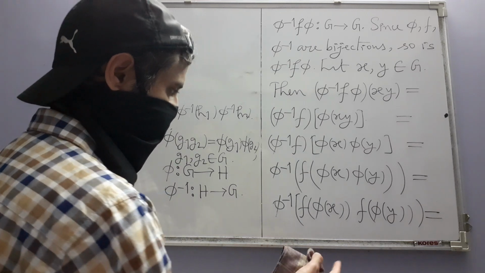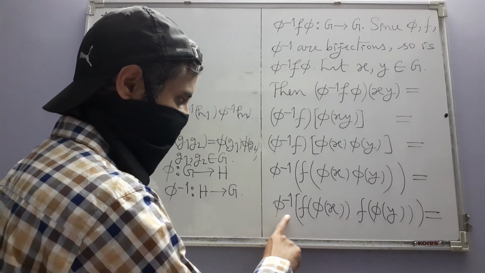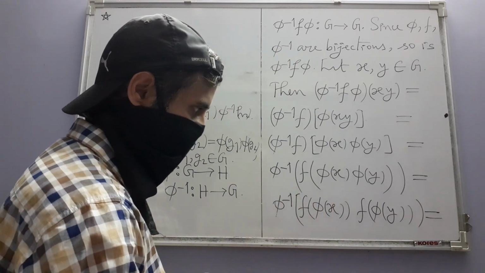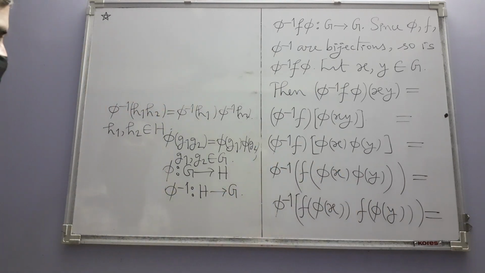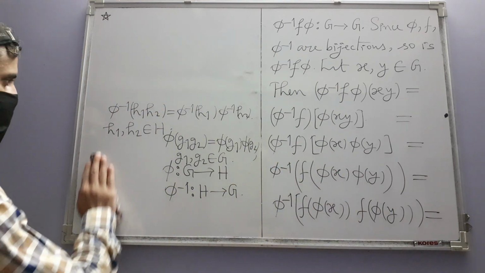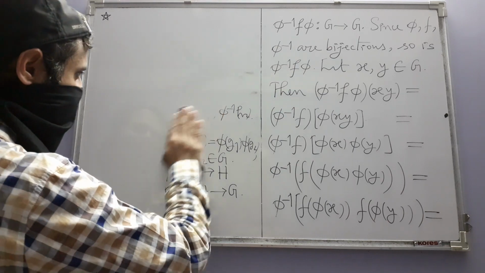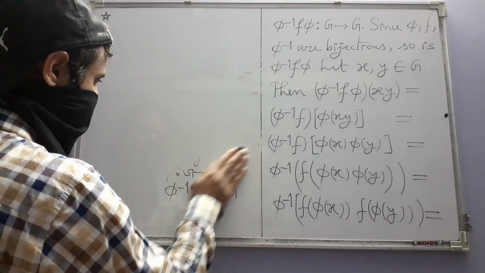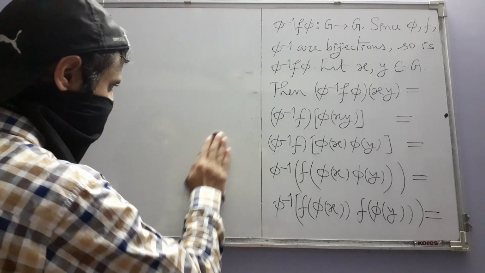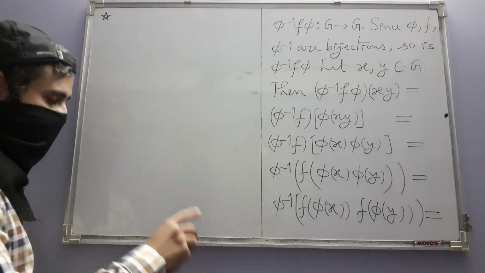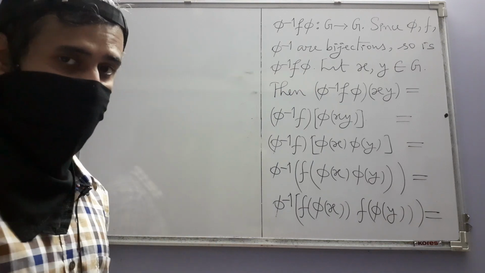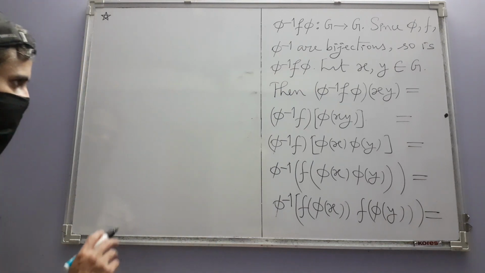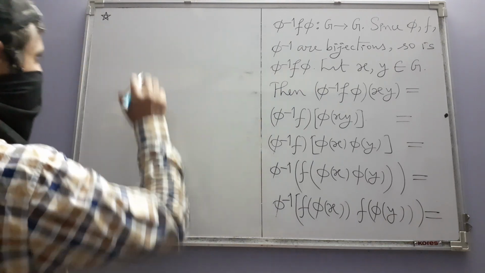So you can understand what we are going to write next: phi inverse of f of phi of x times phi inverse of f of phi of y. That's the thing. If you somehow are unable to establish this fact, and at the same time it is not available in the text, please write in the comment section below. Okay, we can do it there.